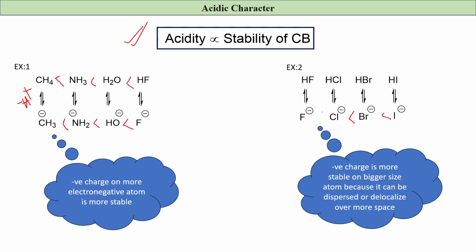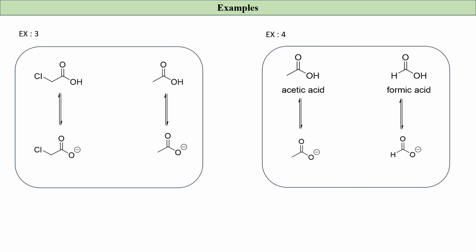Okay, that means which one will be more acidic? HI will be more acidic than HBr, then HCl, then HF. Okay, so I hope this also you understood. Now let's go to the next examples. In this example, see, same process, make their conjugate bases. So this is the conjugate base, which one is more stable?